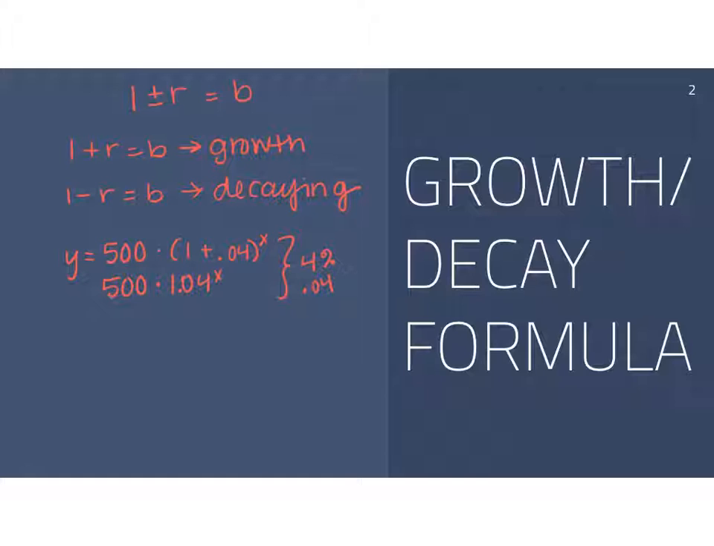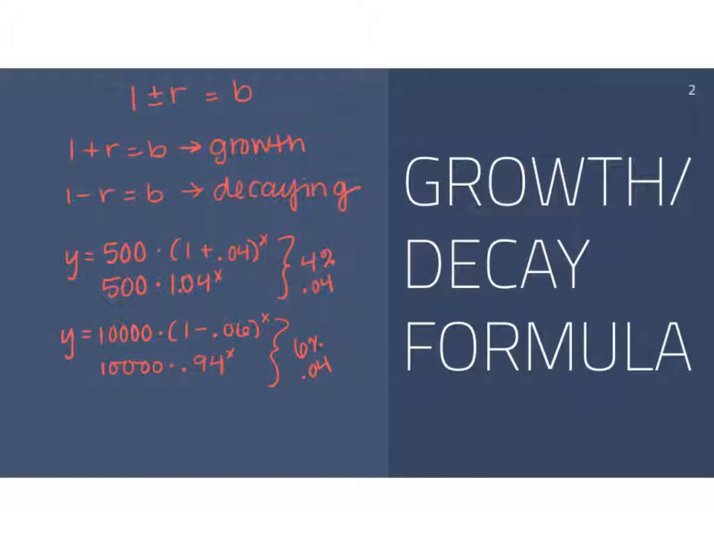Another situation would be where I have a vehicle that's going to decrease. Let's say I paid $10,000 for it, and it's going to decrease at a rate of 6%. That would be 1 minus 0.06. So when I look at that, that's going to be times 0.94. So my b will be 0.94, and this is a rate of 6%, or 0.06.